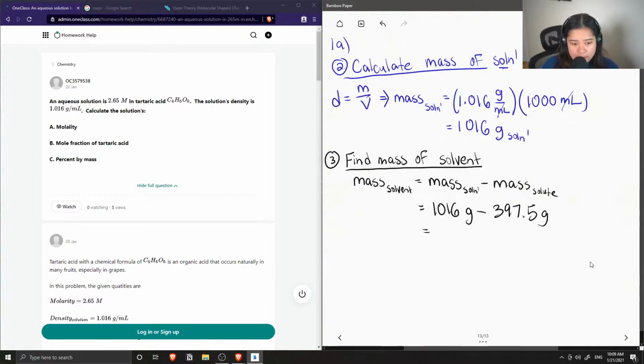So this gives us 618.5 grams. And when we calculate molality, we want the units of solvent in kilograms. So let's just convert this to kilograms. 0.6185 kilograms.